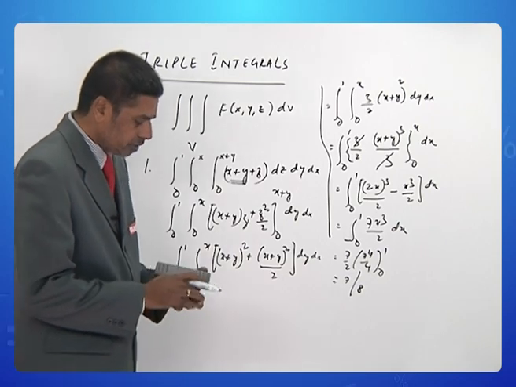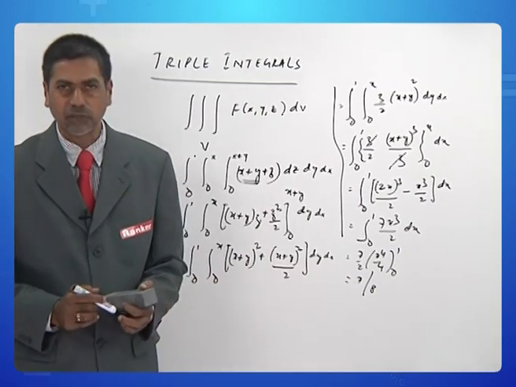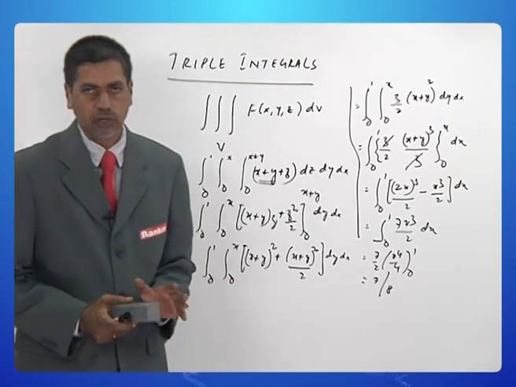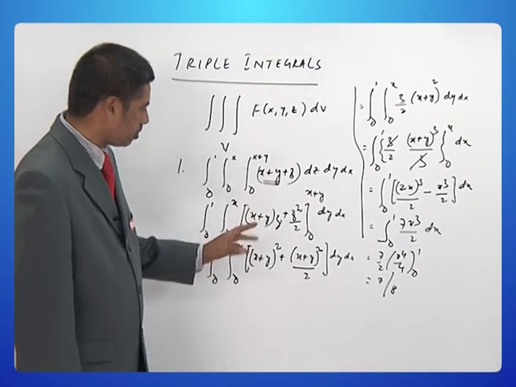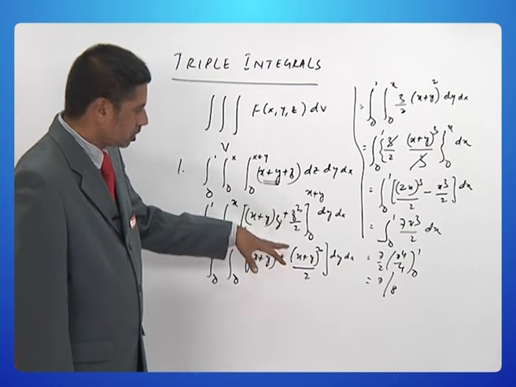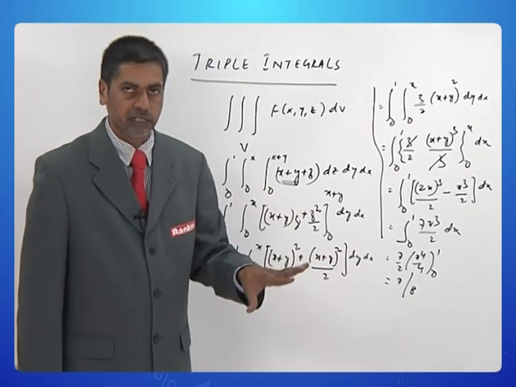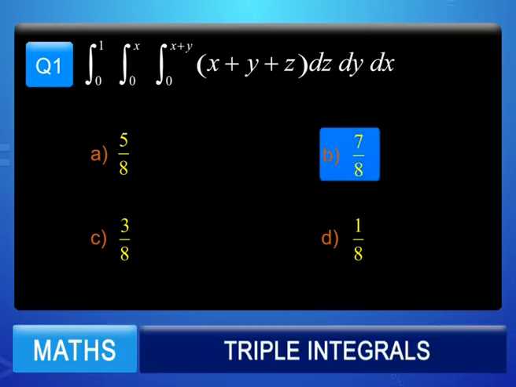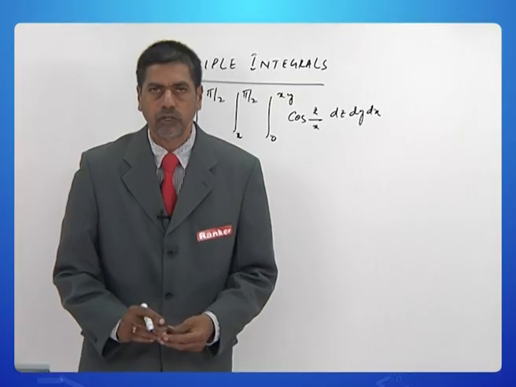So even a simple problem like this can sometimes make it extremely long if the student is not cautious. So he should not get into the trap of expansions. He must be very economical about the integration. So 7 by 8 is the correct option, and this happens to be option B. Question number 2.